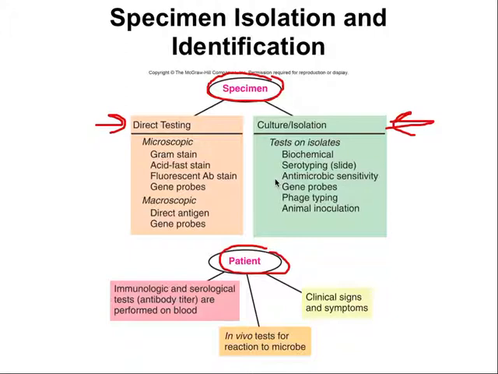In cultivation, we're going to be utilizing a lot more of the biochemical tests, serotyping, antimicrobic sensitivity, gene probes, phage typing, and animal inoculation. When we look at the patient's perspective, we can do immunologic and serological tests. We'll examine some of these shortly. We can do in vivo tests for reaction to the microbe, or we can look at clinical signs and symptoms in order to make an assessment of what the pathogen might be.